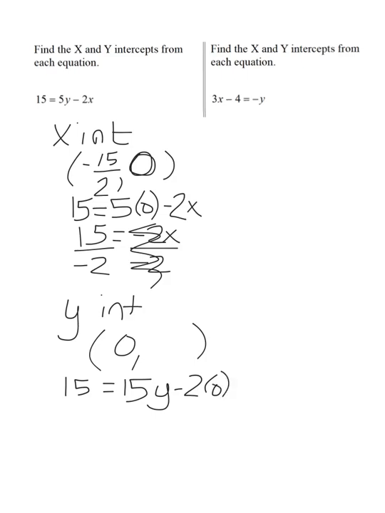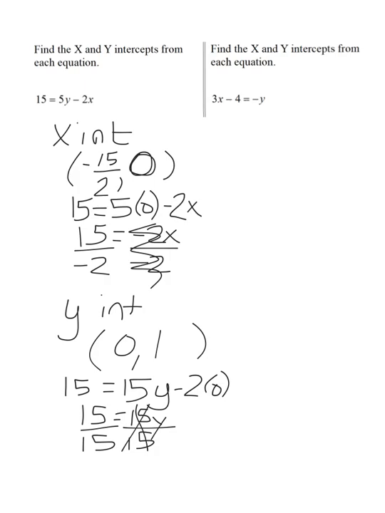That gives me 15 is equal to 15 times y minus 2 times x, but if x is 0, it's 2 times 0. So now that gives me 15 equals 15y minus 0, because 2 times 0 is 0, so just 15y. We're ready to divide by the coefficient, and we get y is 15 over 15, or y is 1. So the y-intercept would be at the ordered pair 0, 1.